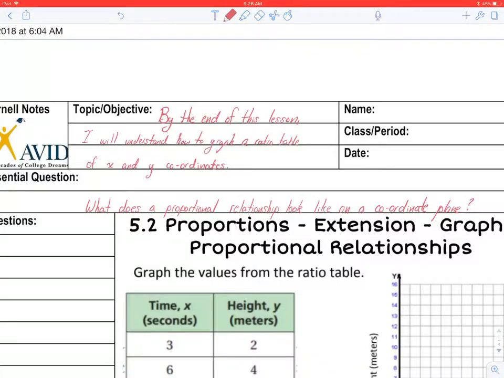Alrighty, the last part of the 5.2 notes include graphing proportional relationships. So this is the first time this semester that we're going to be working with a graph, and this might be the first time ever that you're working with a graph.